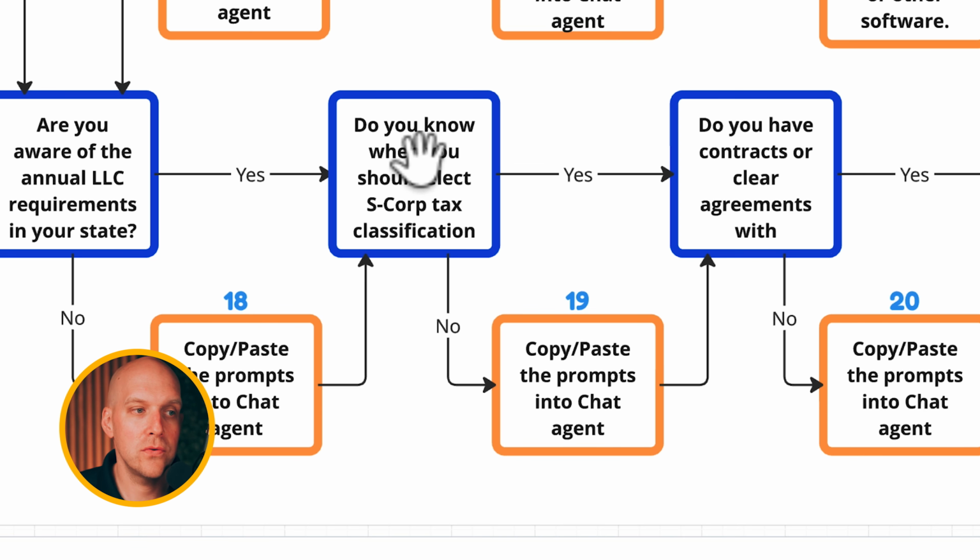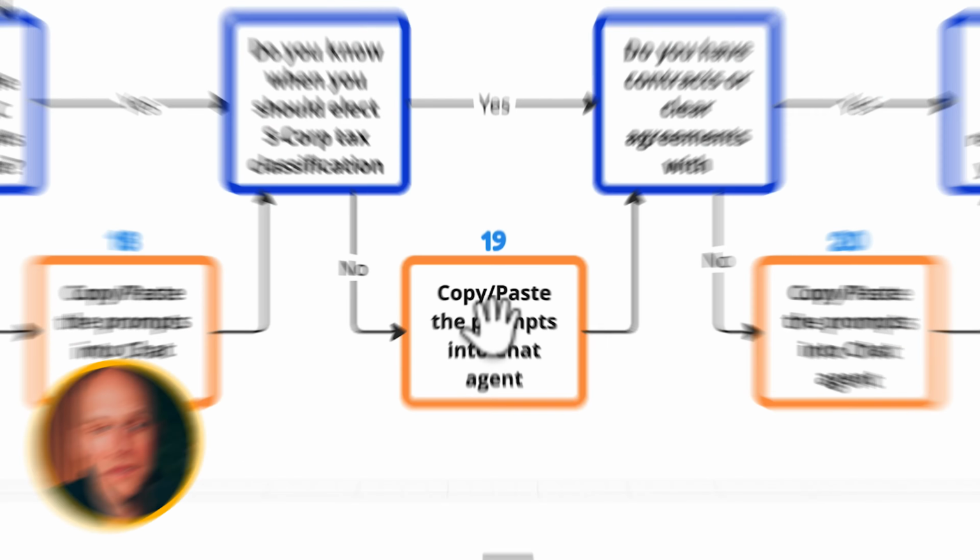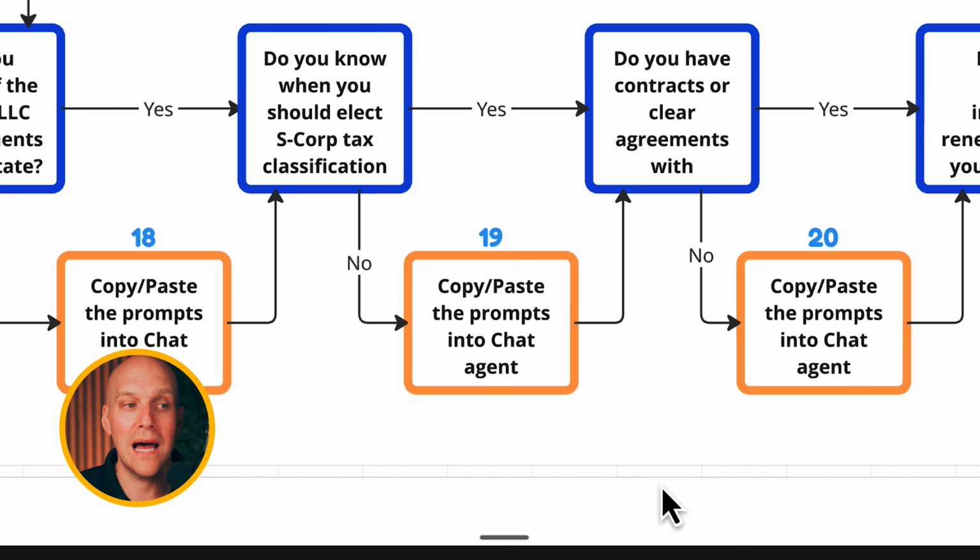So now we're on to section 19 here. Do you know when you should elect S Corp tax classification? This is something that I want you to be able to store away for the future, but basically once your business starts netting about $40,000 to $50,000 of net income, that is when it makes sense to classify yourself as an S Corp for tax purposes. The copy paste prompt below in the toggle 19 is going to explain that in further detail.